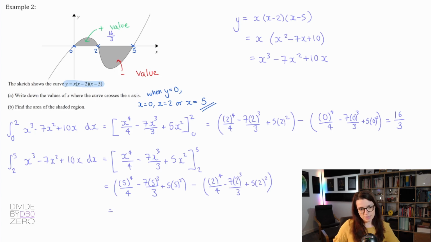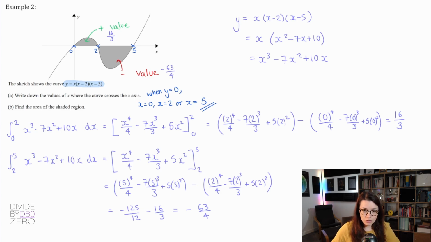And that works out to be minus 125 over 12 minus 16 over 3, which altogether is minus 63 over 4. Again, that's a negative value, just as we would expect because the area is below the x-axis. So let's make a note up there that it's minus 63 over 4.